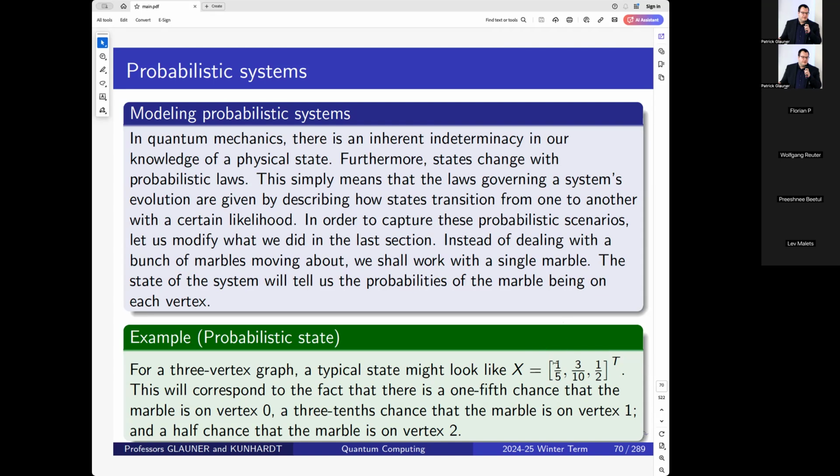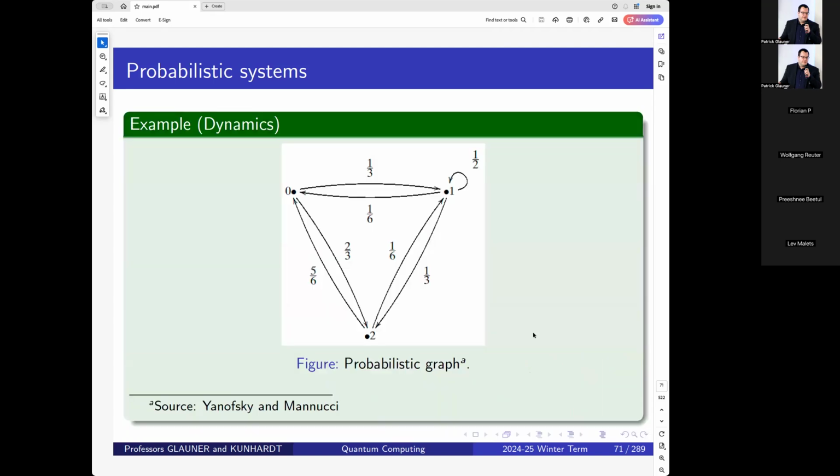What this means is there's a 20% chance the marble is in position 0, a 50% probability the marble is in position 2 or vertex 2, and so forth. So you can only have a valid probabilistic state if all these elements add up to 1. We could think about a probabilistic graph as well, because before, when we looked at deterministic systems, our vertices must have exactly one outgoing edge. But when it comes to probabilistic systems, we can think about something different. We could say we have our 3 vertices, and there's a 1/3 probability that the marble goes from 0 to 1. There is a 2/3 probability that the marble goes from 0 to 2, and so forth.